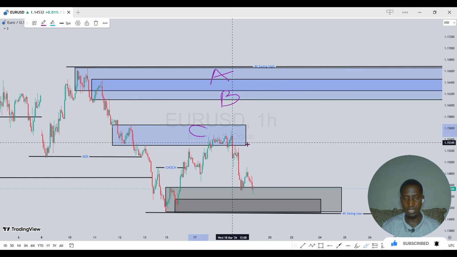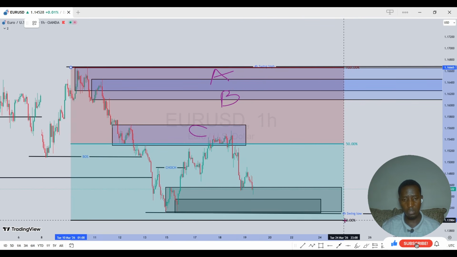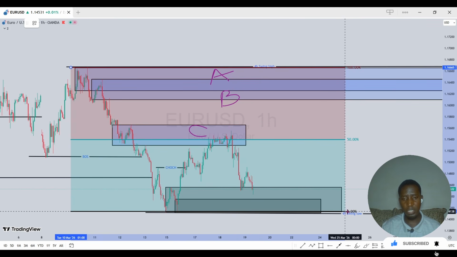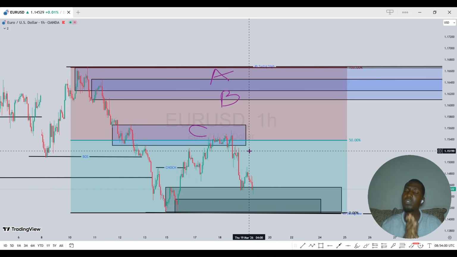Before the market came to zone C, we know we can't enter a buy or a sell when the price is in the middle. If I place my Fibonacci, as you can see here, from the 4 hours swing high to the 4 hours swing low, zone C is the middle, and when the price is at the middle, we don't do anything. We don't buy and we don't sell.